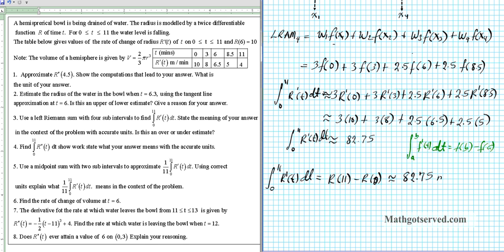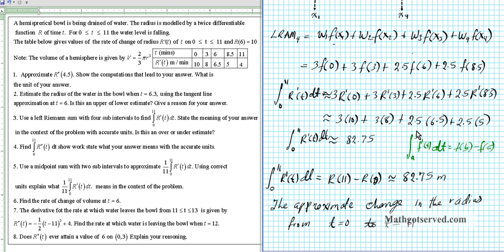So 82.75 meters. What does our answer mean? This is the approximate change in the radius from t equals 0 to t equals 11. It's going to be a negative change, but this is the change in radius from t equals 0 to t equals 11.